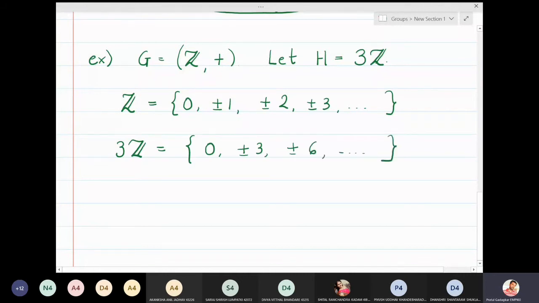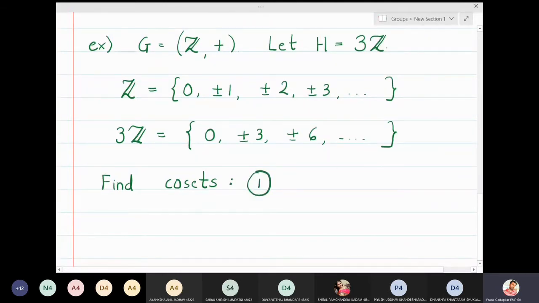Now what I will do, I will find the cosets. So I will find some cosets for you now. I will write which cosets we are supposed to find. The very first coset that I'm going to find is 1 plus 3Z. Now, what is the meaning of 1 plus 3Z? Don't you see that it looks of the form a star H? Okay, this is my H. What is the operation star here? The operation star is plus. Who is a? a is 1.